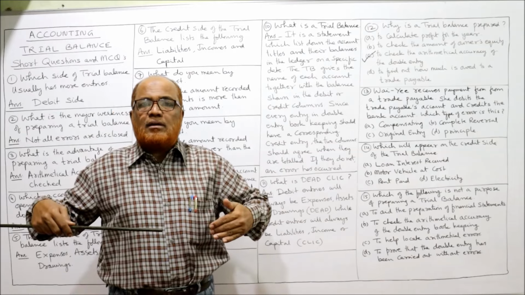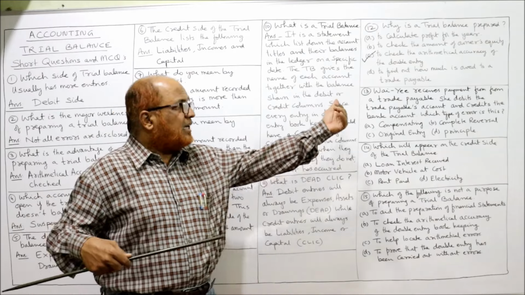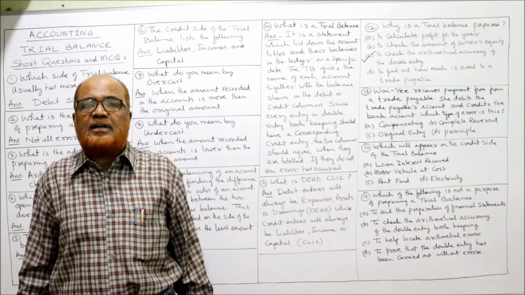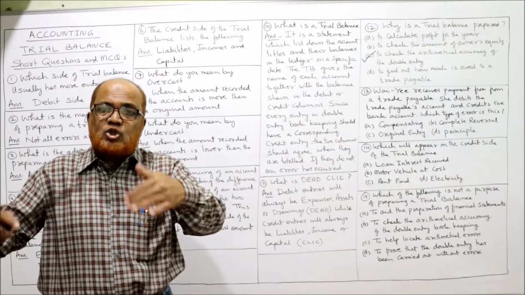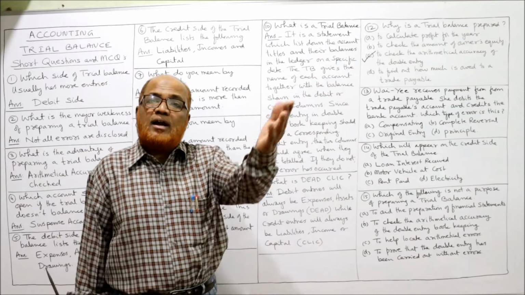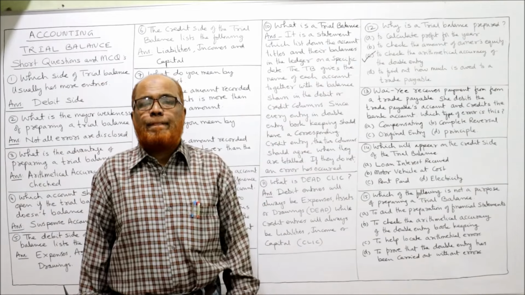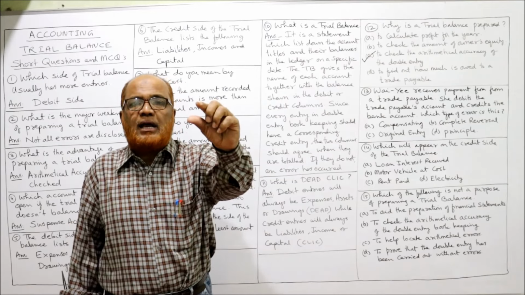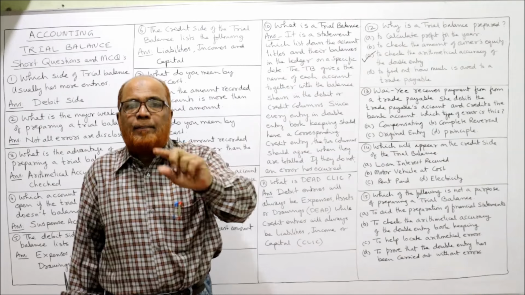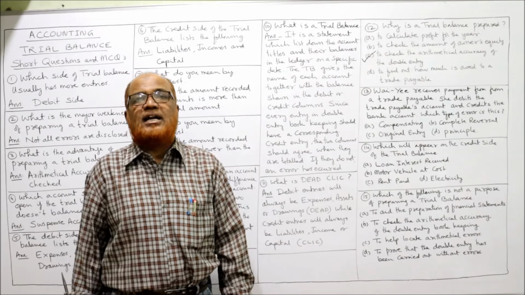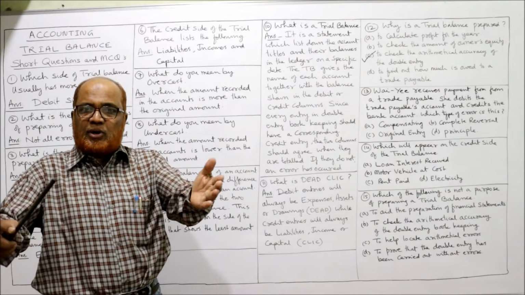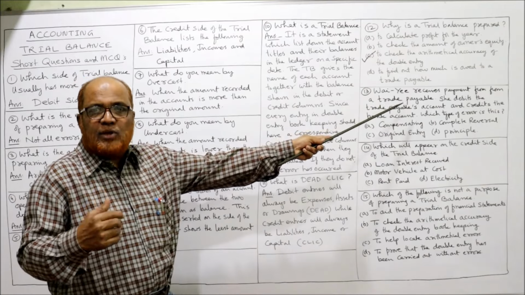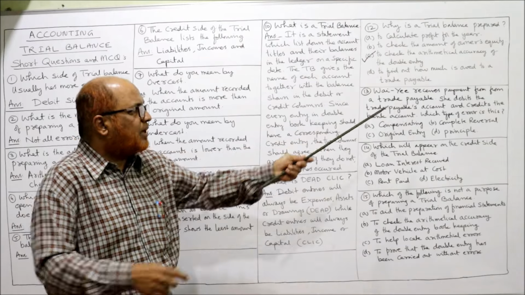Debit what comes in? When the payee receives payment, the bank account should be debited and the giver should be credited. Who is the giver? Trade payable is the giver. So the correct entry is bank account debited and trade payable credited. That is the correct entry because we have received the payment. The payee has received the payment, so bank should be debited, trade payable should be credited.